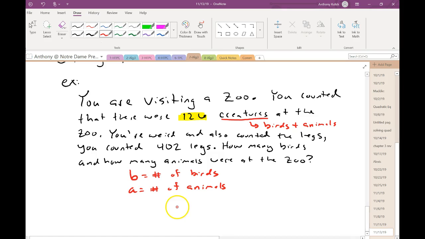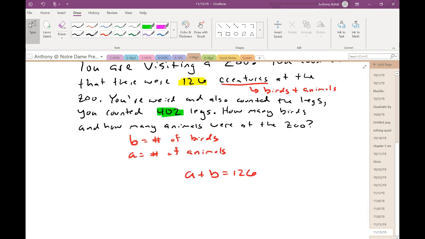What's that, Kate? Very good. So if the creatures are animals and birds, we know that A plus B should be 126. The other piece of information that you're given is that there are 402 legs that you saw.